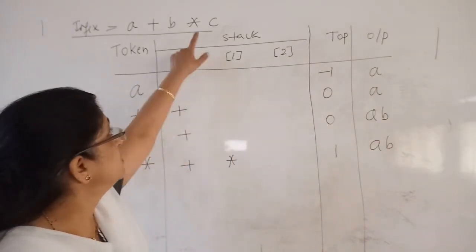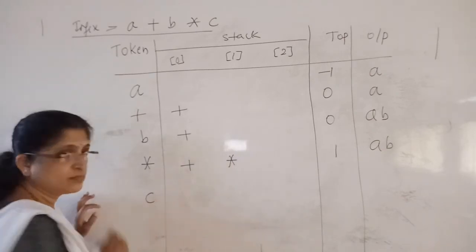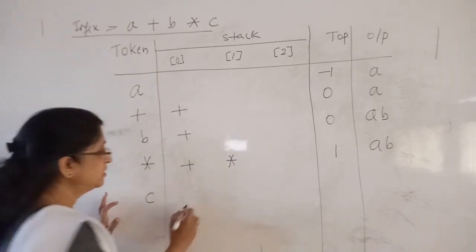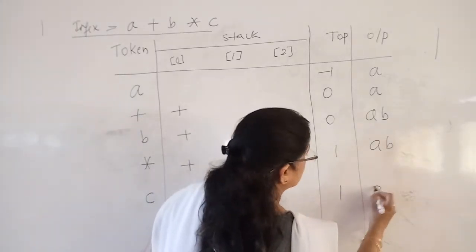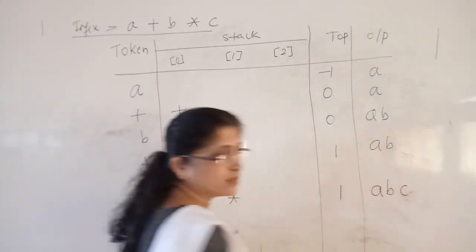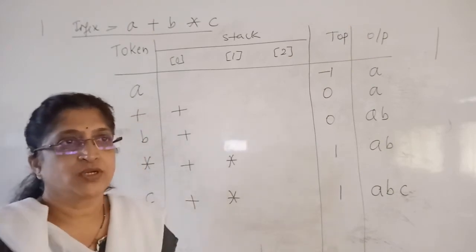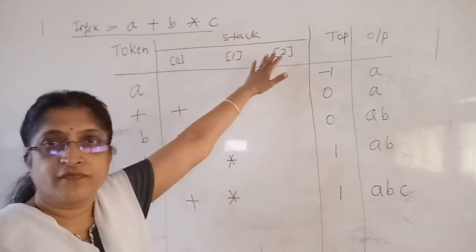Then the next token is C. It is an operand, so just add it to the output string. It is ABC. So this is my output string. Now we have reached the end of the infix expression.